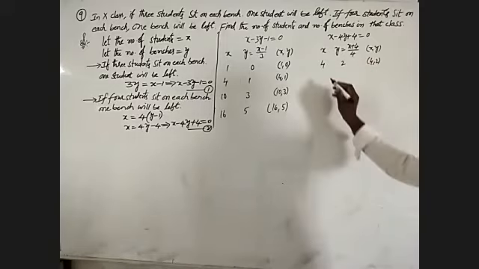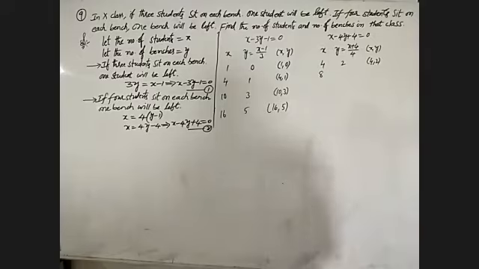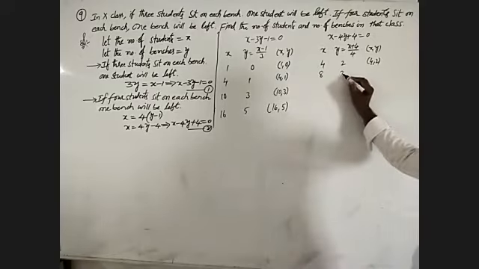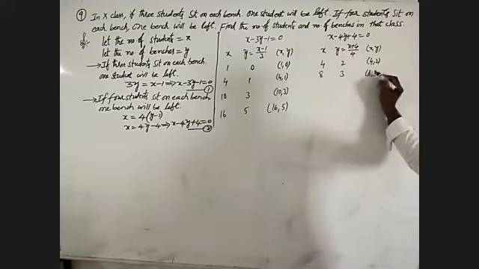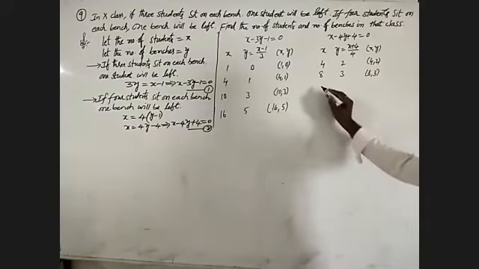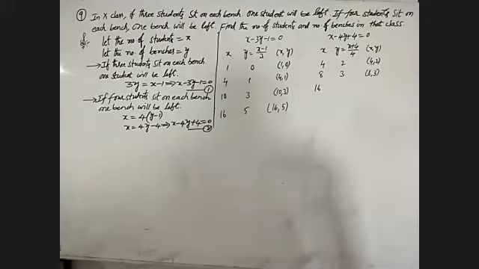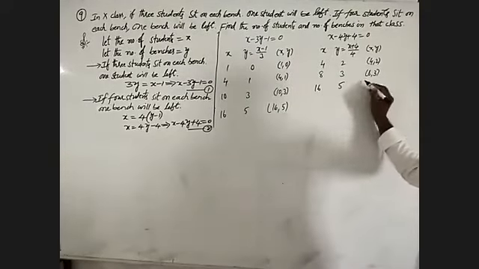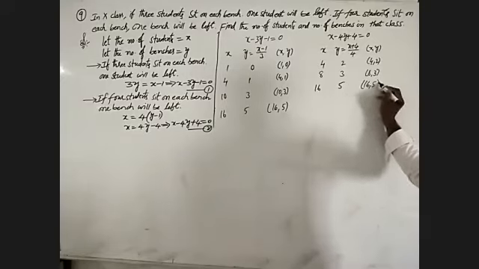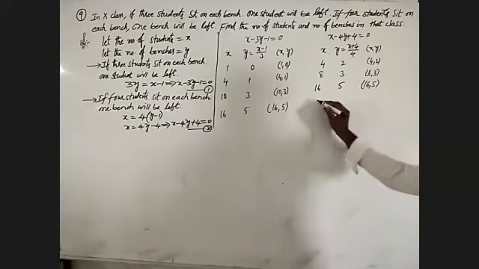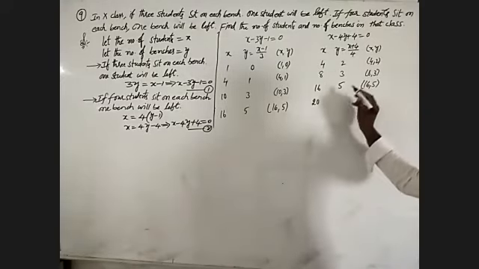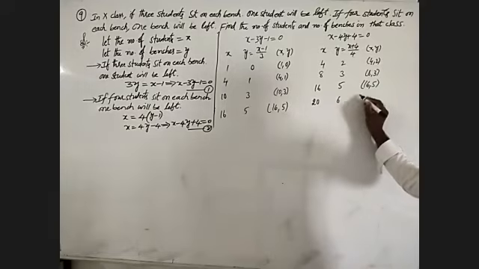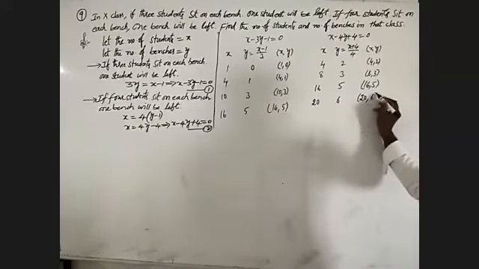After that let x is equal to 8. 8 plus 4 equal to 12. 12 by 4 is equal to 3. That is the point 8 comma 3. I will take next one, let x is equal to 16. 16 plus 4 becomes 20. 20 by 4 is equal to 5. That is the point 16 comma 5. After I will take let x is equal to 20. 24 by 4 becomes 6. That is the point 20 comma 6.